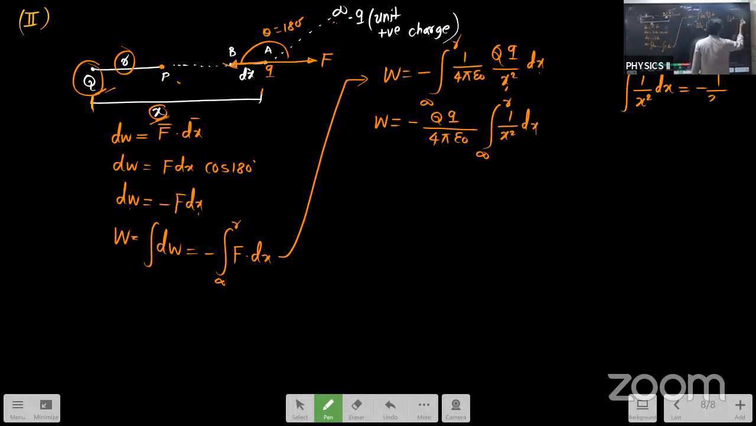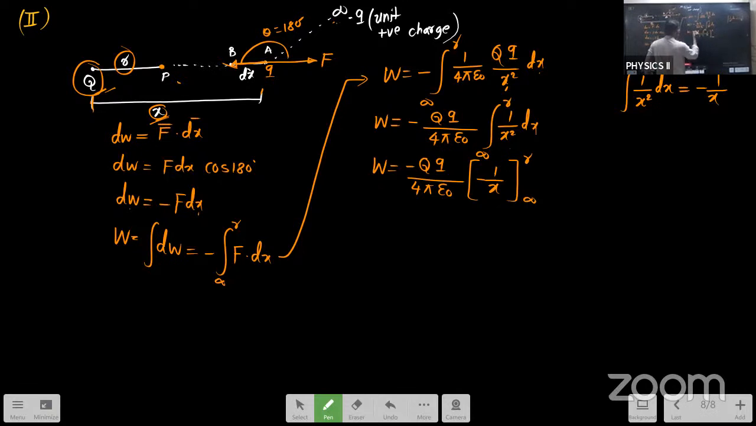Minus 1 by x. So directly I'm writing here W is equal to minus capital Q small q divided by 4 pi epsilon naught. So what is the value of 1 by x square dx? It will become minus 1 by x, from where to where? Infinity to one particular position R. Let us substitute these values.